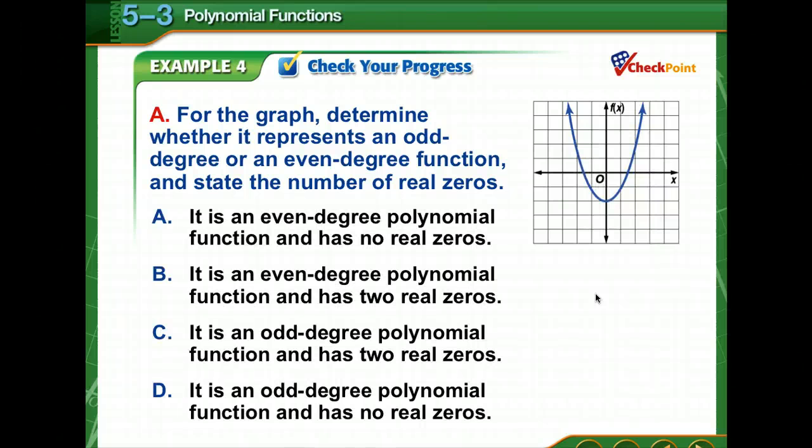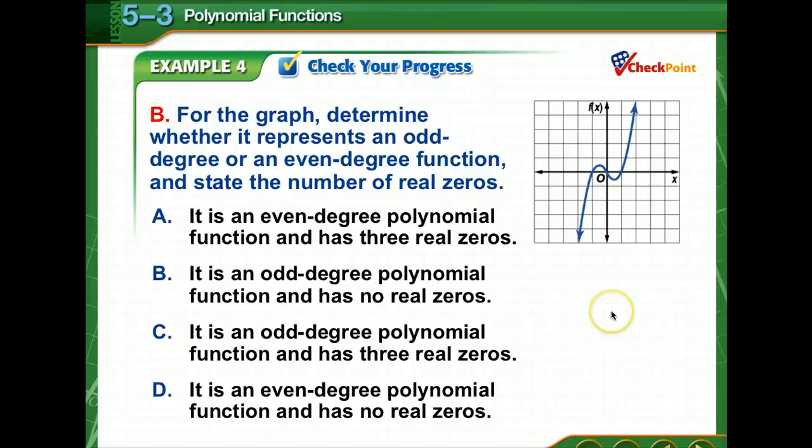Okay, time for you to check your progress. So pause for a moment and describe this graph of this polynomial. We know it's an even degree because ends are going in the same direction. Very good. And it intersects the x in 2 places, so it has 2 real zeros.